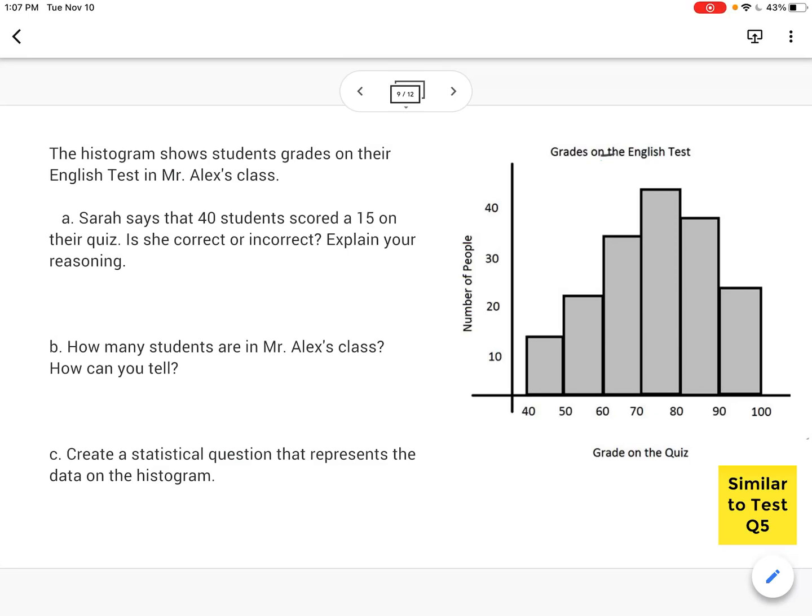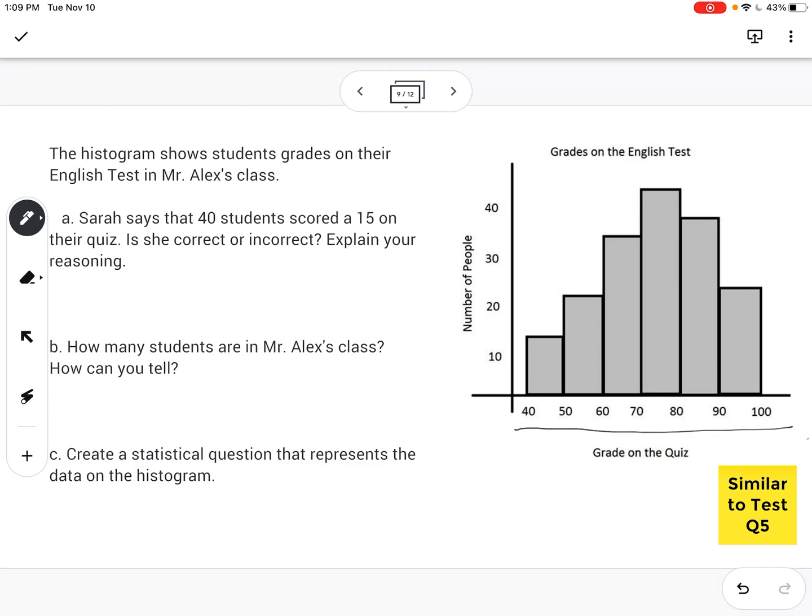All right, here's an example similar to the last problem on our test, and this is testing our understanding of interpreting a histogram. So what you see on the right is a histogram. It looks like it represents grades on the English test. So this part at the beginning says the histogram shows students' grades on their English test in Mr. Alex's class.